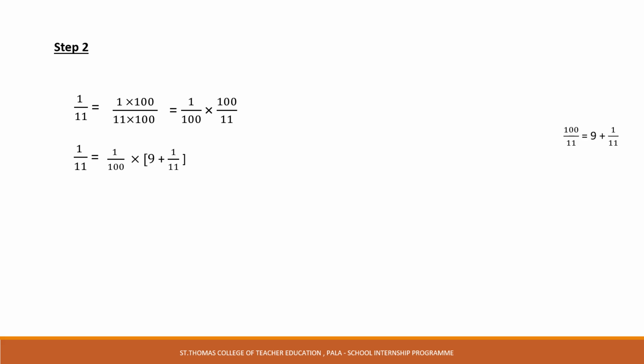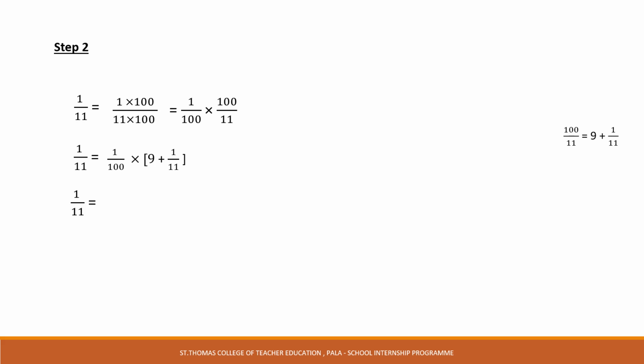Now tell me step 2. Okay, 1 by 11. Yeah, multiplying with 100. Splitting it as 1 by 100 into 100 by 11. And then writing 1 by 100 as itself and replacing 100 by 11 with 9 plus 1 by 11. So, all of you must divide 100 by 11 and verify your answer with this.